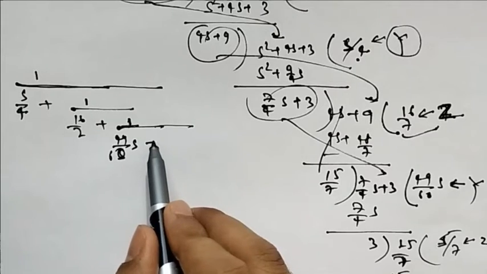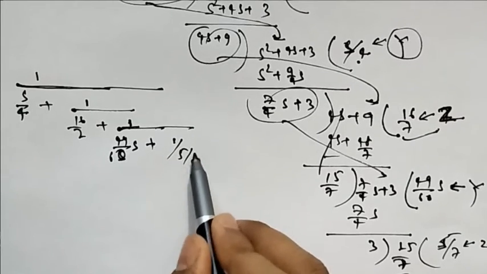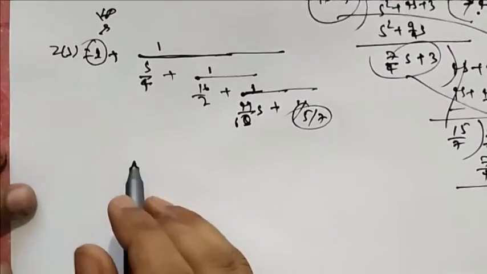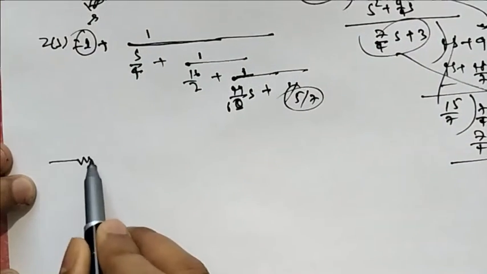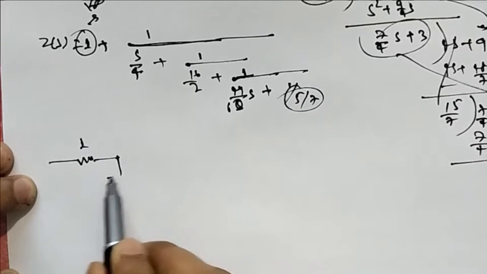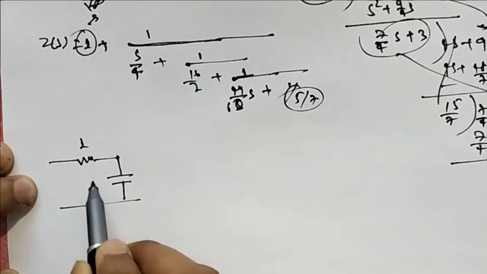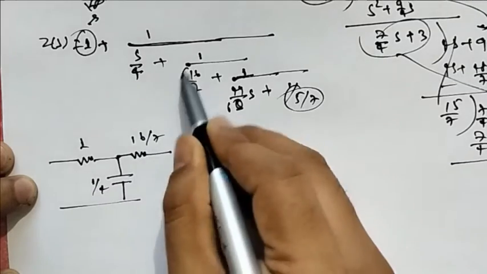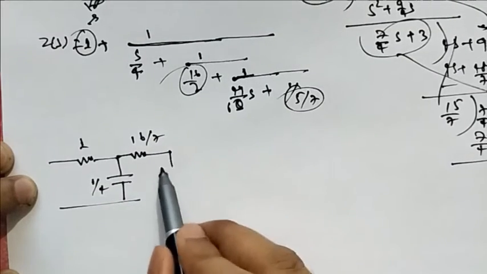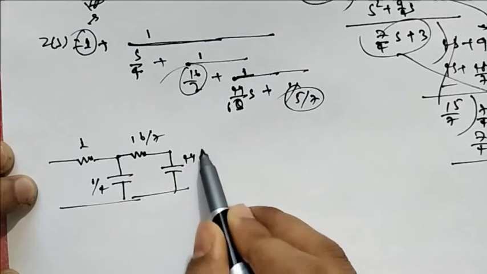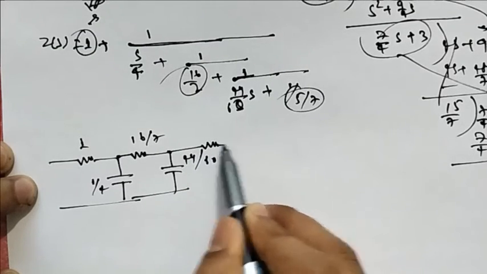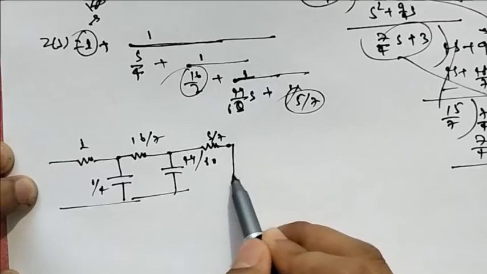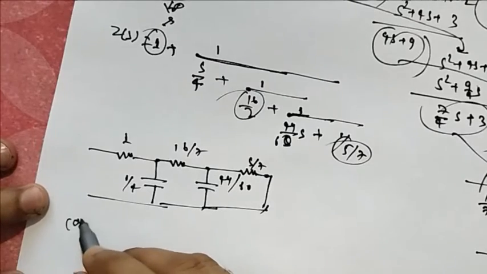Now again 1 by 5/7, so this will be your Cauer 1 form. Now let me draw the Cauer 1 form. The first term will be infinity, 1, the second term will be followed by 1/4, and the third term again resistance, it is 16/7, and again it will be your capacitance 49/60. Now this will be your resistance with 5/7, so this is your Cauer 1 form.